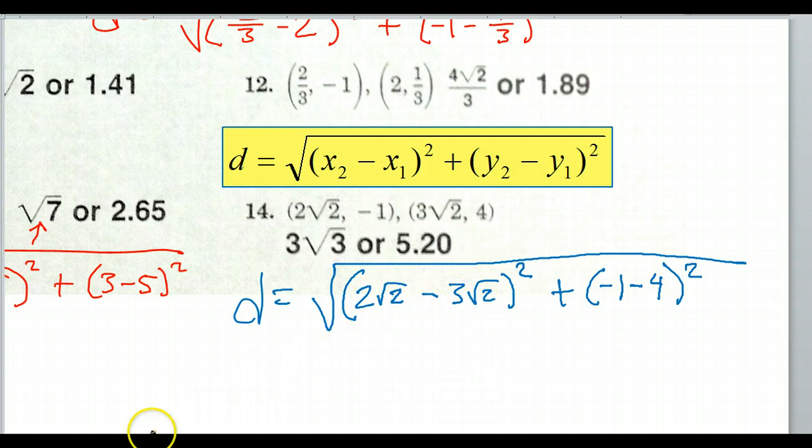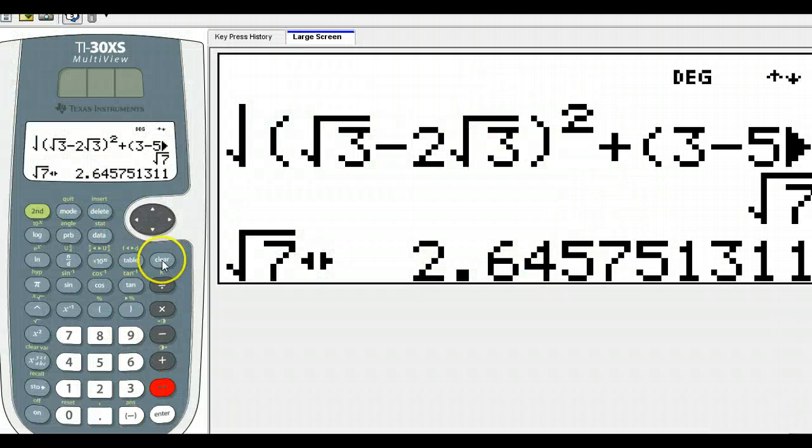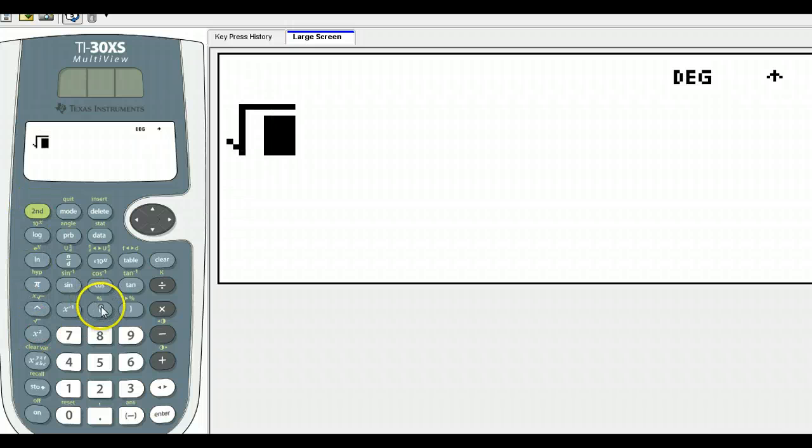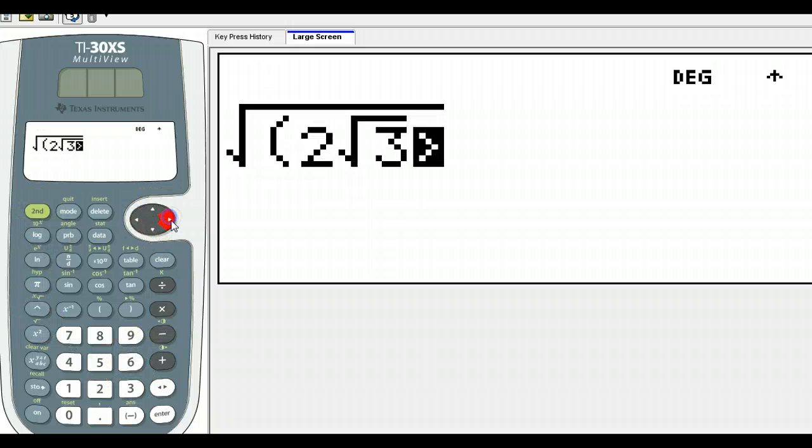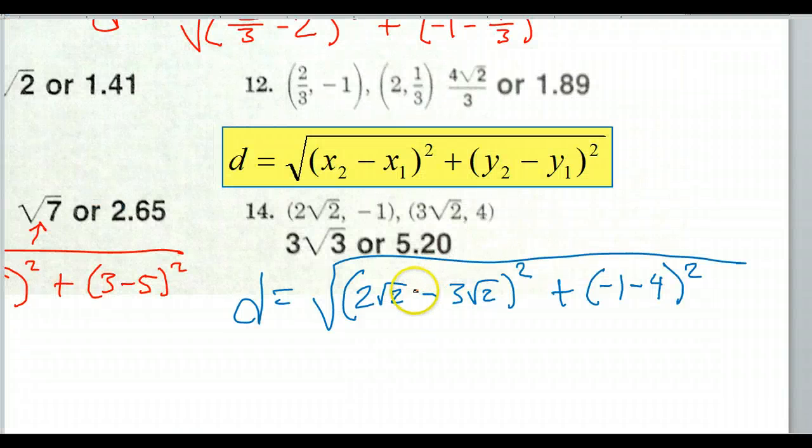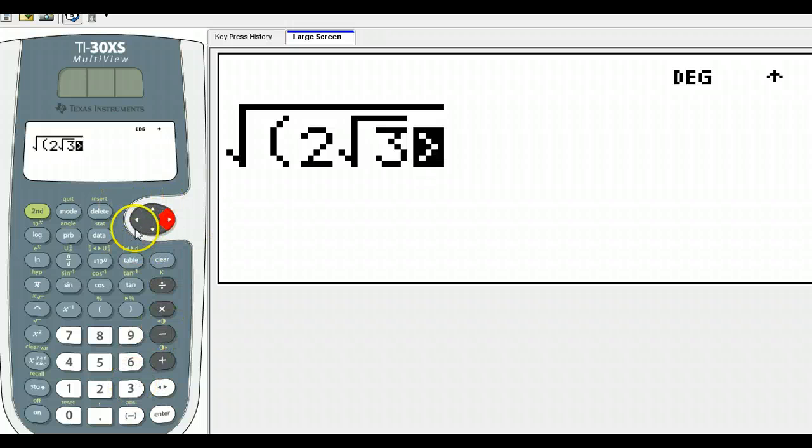2 radical 2 minus 3 radical 2. Let's start with that. Square root of, open parentheses. By the way, these parentheses, not optional. You need them. So what was it? I forgot already. 2 radical 2 minus 3 radical 2. Okay, 2 radical 2. Notice how I had to hit that arrow key. See how I'm under the radical? Then I hit the arrow key, and now I'm not under the radical. You have to be careful to do that.